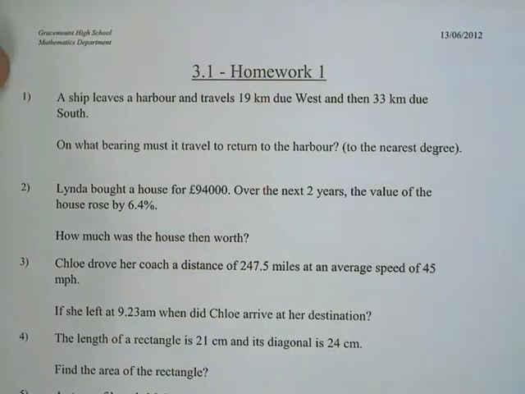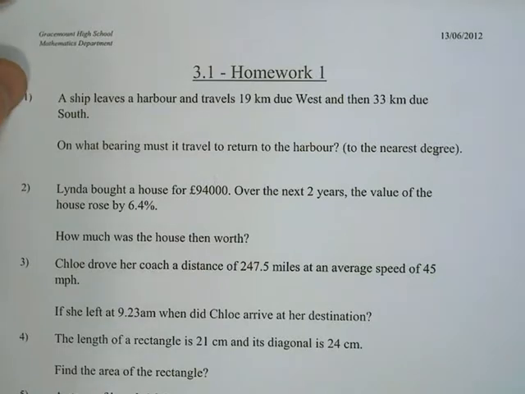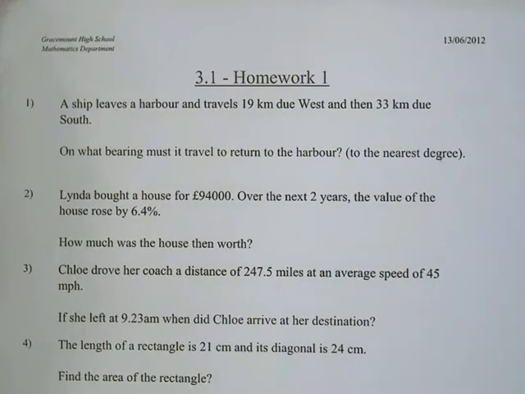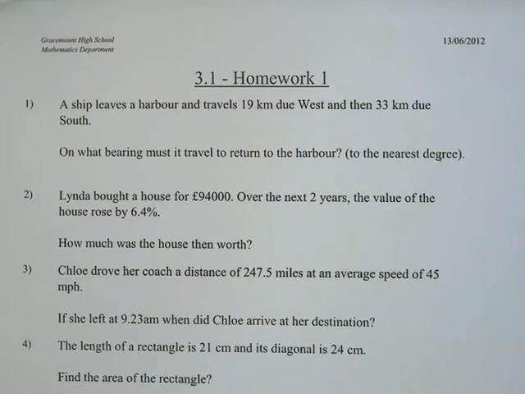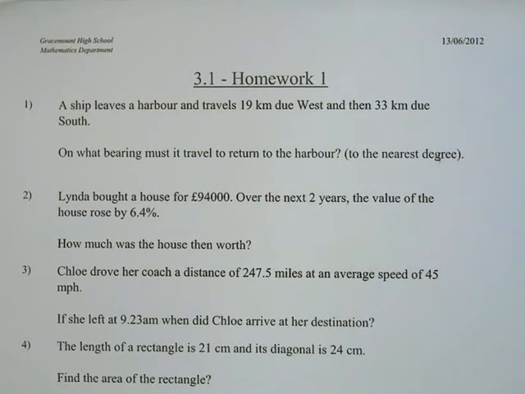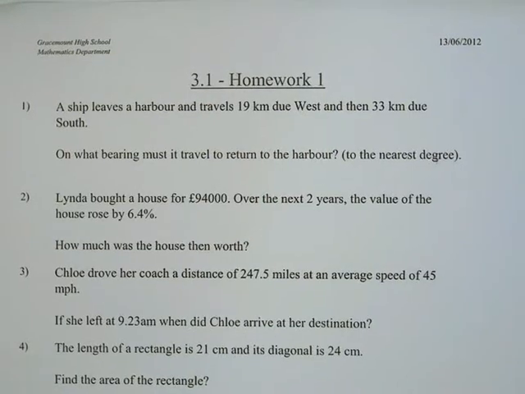Okay, this tutorial is to help you with your homework 1. Just a few questions on there I want to go over to give you a few tips to try and resolve. The first one says a ship leaves a harbour and travels 19 kilometres due west and then 33 kilometres due south. On what bearing must it travel to return to the harbour, to the nearest degree?